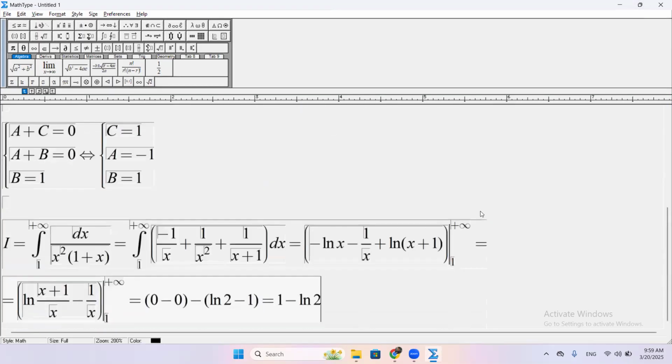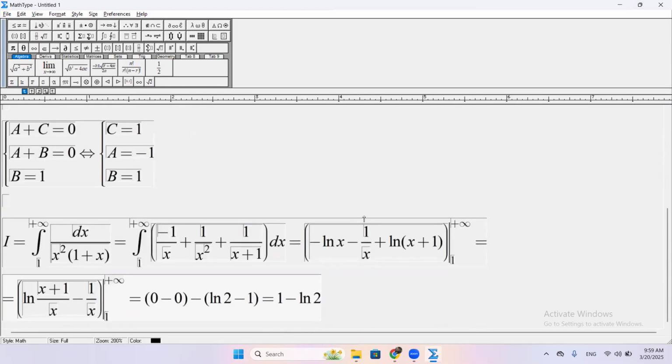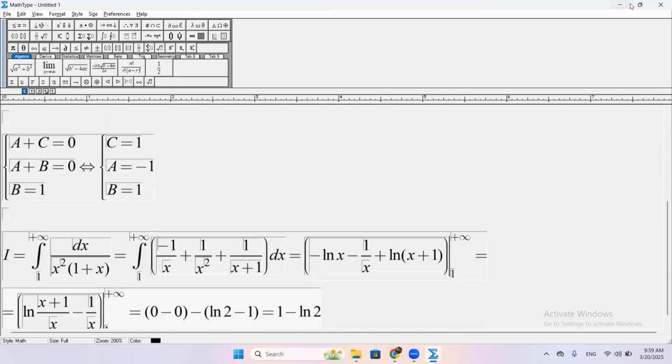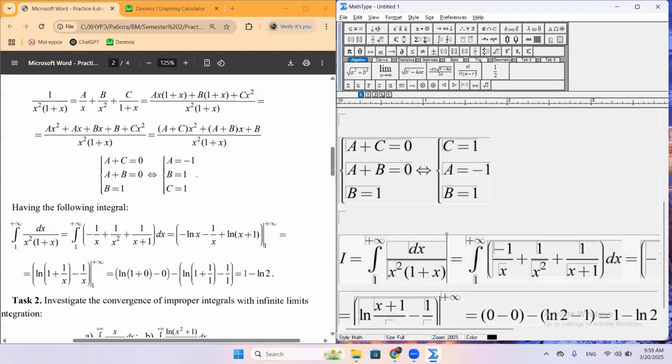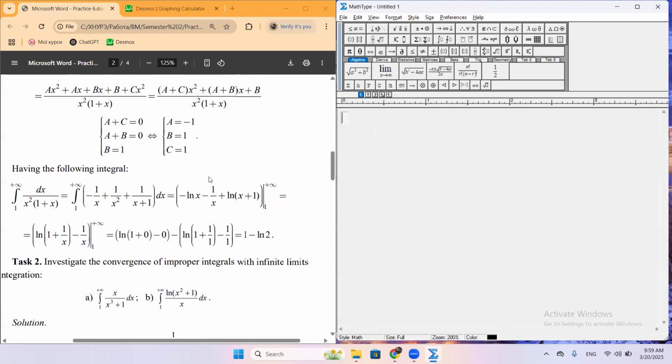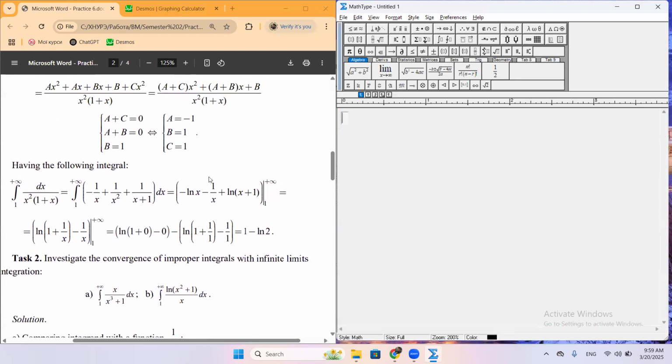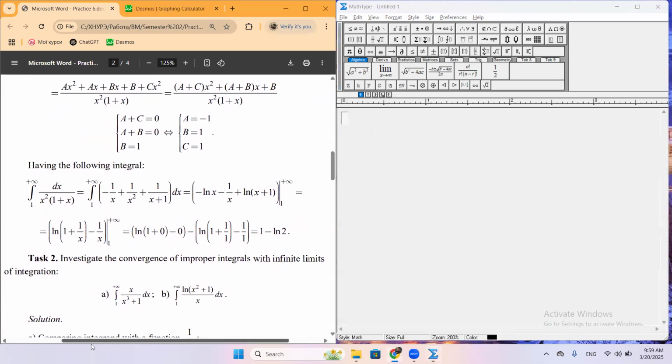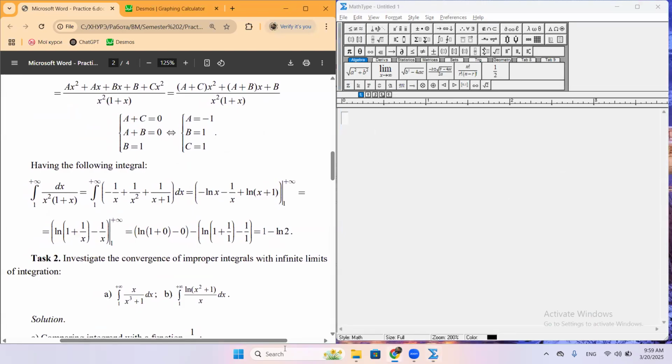Or no questions? Okay, if no questions, let's move to the next exercise. We need to investigate the convergence of improper integrals with infinite limits of integration. So this is the improper integral, by the way, of the first kind.